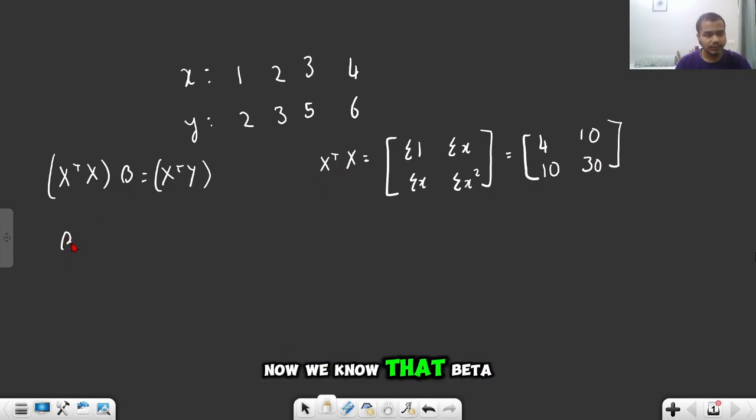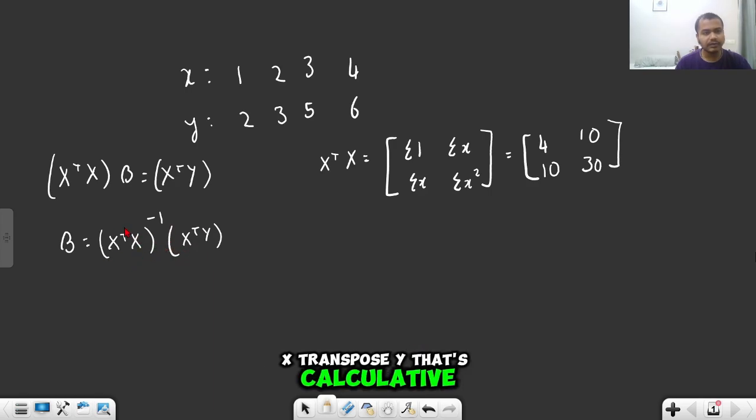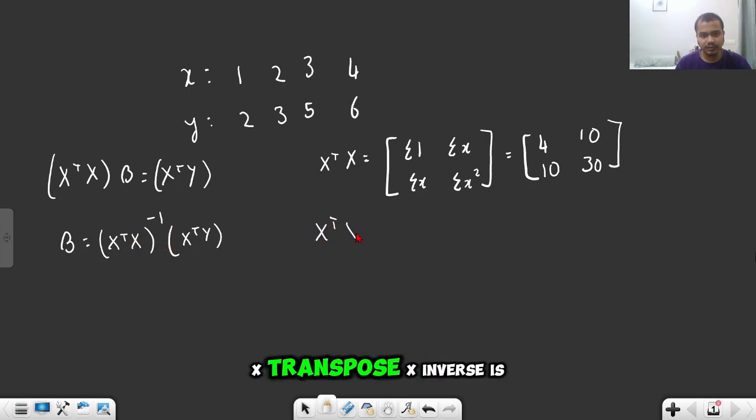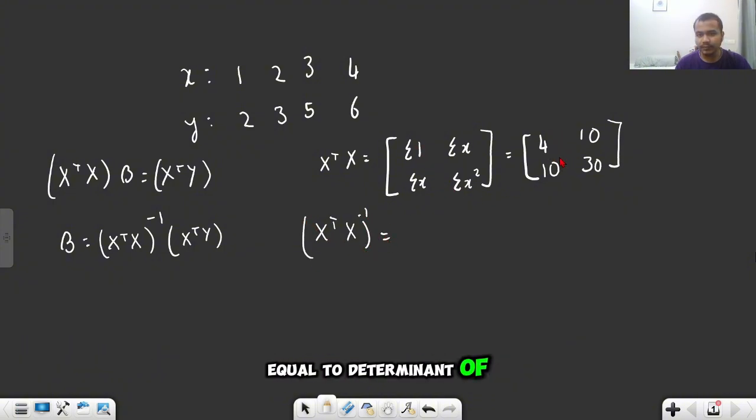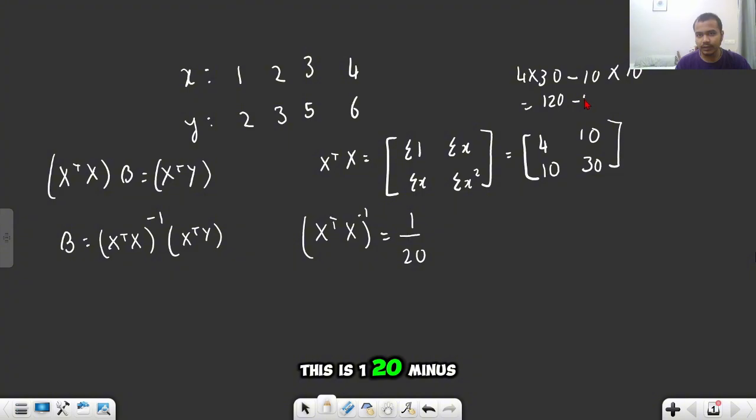Now we know that beta is X transpose X inverse times X transpose Y. Let's calculate X transpose X inverse. X transpose X inverse is equal to 1 by the determinant of this, which is 4 times 30, 120, minus 10 times 10, 100. So 120 minus 100 equals 20. This is the determinant, and the determinant will be in the denominator.